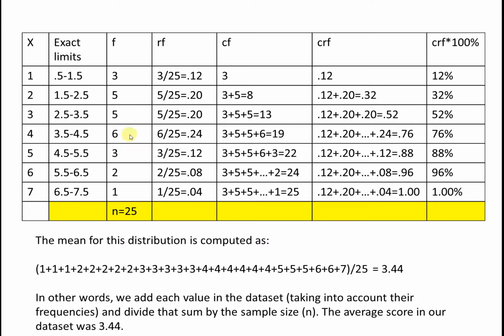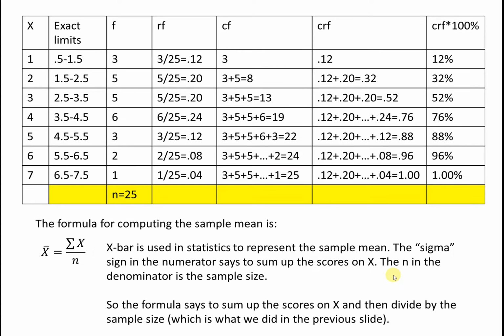We had 6 4's and so forth. So we add all those values up and then divide by 25, which is our sample size, and that gets us a mean of 3.44. So that's the average for our distribution, or the average score in our distribution.